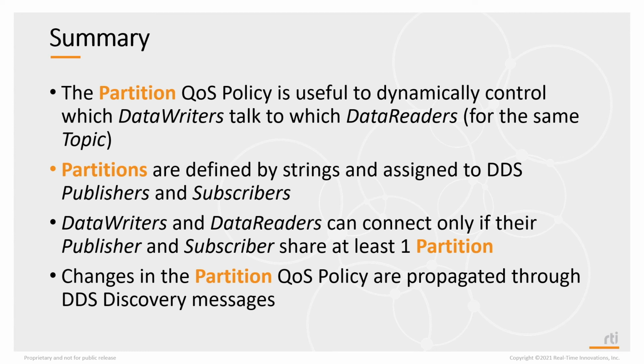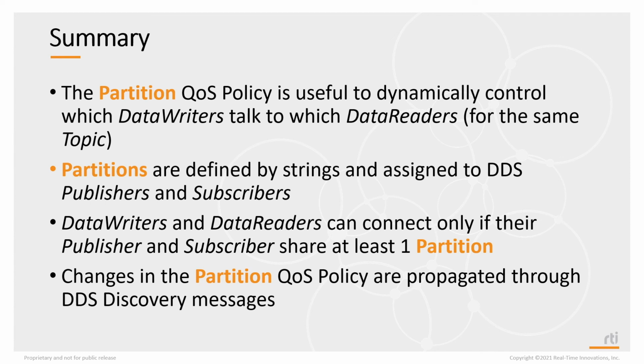In summary, the Partition QoS policy is a really powerful way to dynamically control which data writers talk to which data readers, again, for the same topic. Now, partitions are defined by strings and assigned to publishers and subscribers, and thus their data writers and data readers can be, quote unquote, in multiple partitions at the same time. A data writer and data reader can only connect if their publisher and subscriber share at least one partition, or they have a match in which a filter on one side matches a concrete partition on the other side.